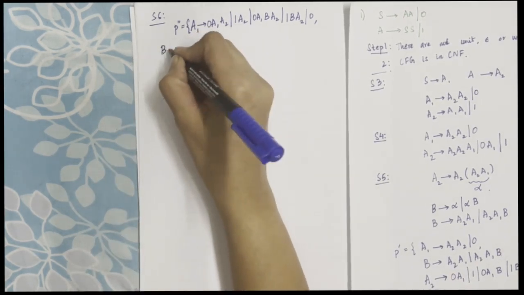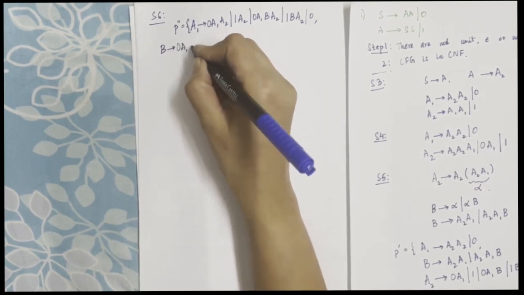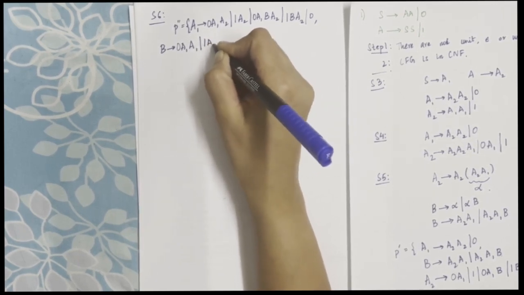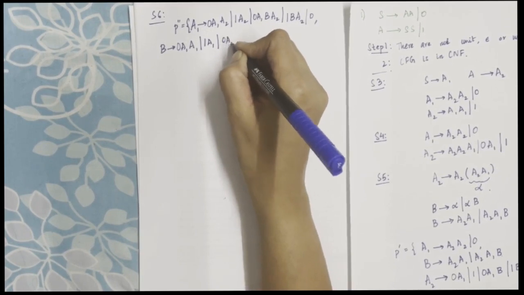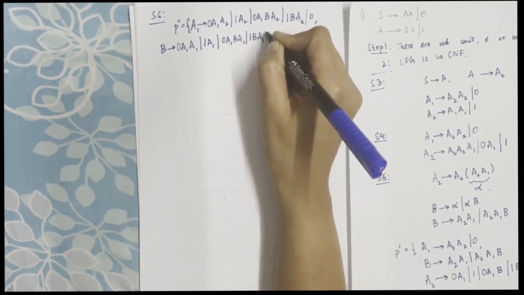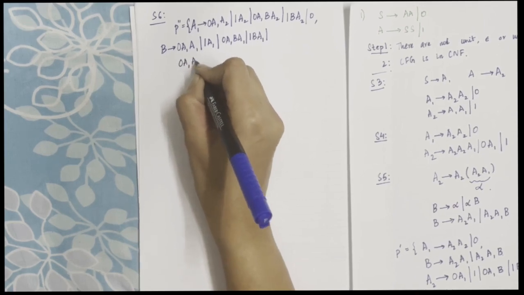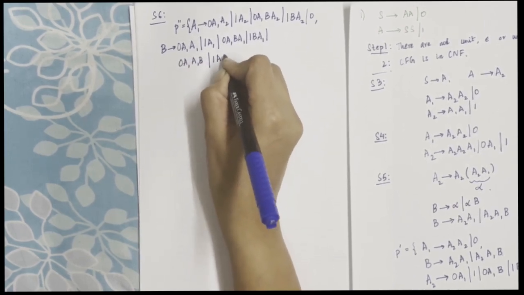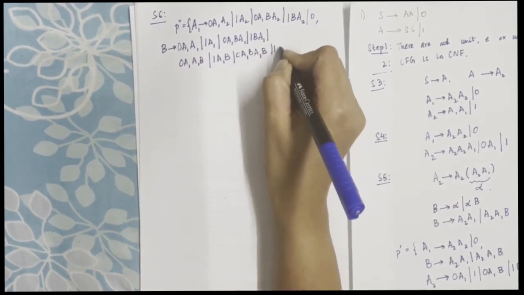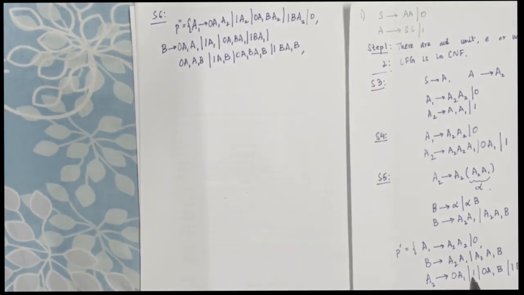Let us see that. So I will get B gives 0 A1 A1 or 1 A1 or 0 A1 B A1 or 1 B A1 or 0 A1 A1 B or 1 A1 B or 0 A1 B A1 B or 1 B A1 B. See, these are the 4 values.